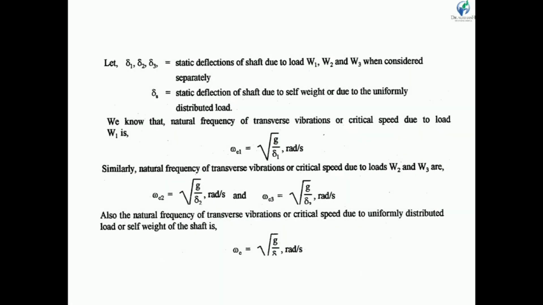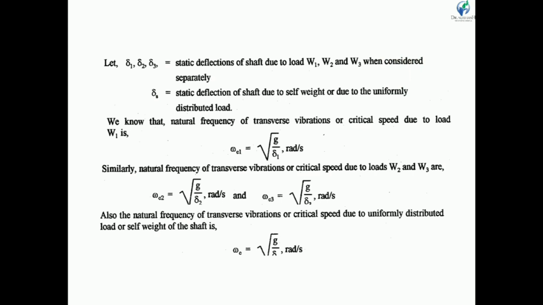And let us consider delta 1, delta 2, delta 3 as the static deflection of the shaft due to weight loads W1, W2, W3 when considered separately. And delta S is the static deflection of the shaft due to self weight or due to the uniformly distributed load.